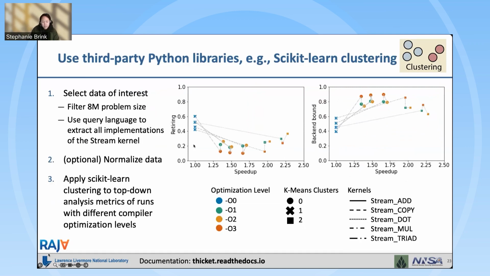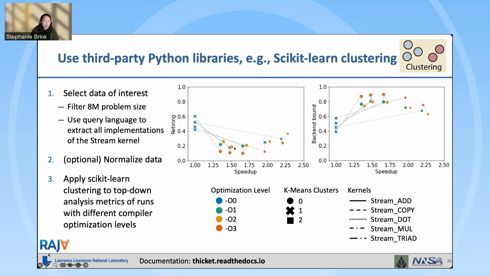So because Thicket is built in Python, we can leverage different third-party Python libraries to provide additional exploratory data analysis. So in this example, we're bringing in scikit-learn to do k-means clustering on our RAJA Performance Suite data. And in this example, we filtered our data using the metadata to filter to those profiles that had an 8 million problem size. And then we use the call path query language to only look at our stream related kernels. So those are down here on the right instead of the big tree.